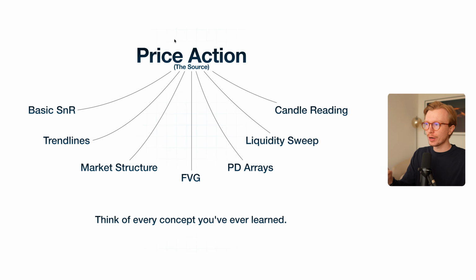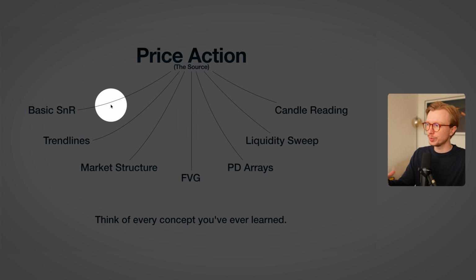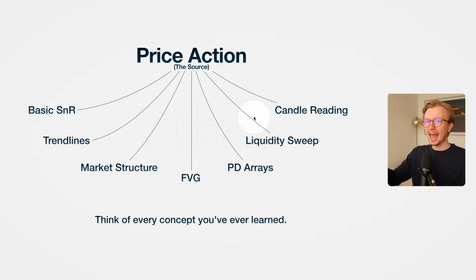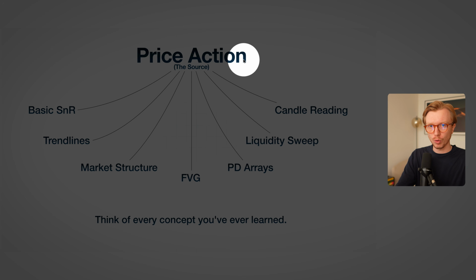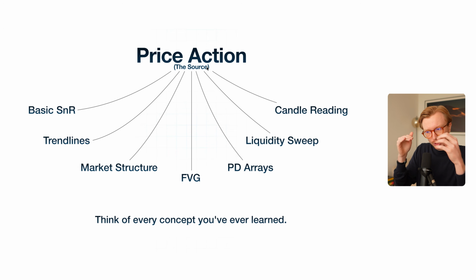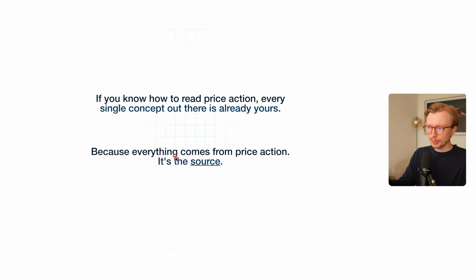So if you know how to read price action, you know how to read support and resistance, trend lines, market structure, fair value gap, PD arrays, liquidity sweep, candle reading, everything, inverse fair value gap, anything that you can think of, because you understand how to read price action as a whole. So price action somewhat encapsulates all these different concepts because everything is based off of price action. It's the source. So then the question becomes, well, how do we read price action?